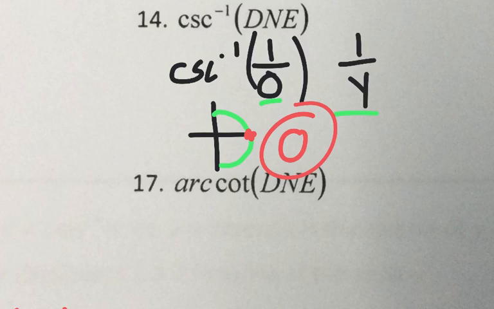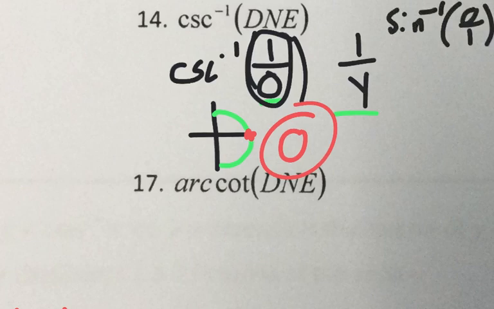Now, a problem like this, you can't even put it in your calculator. Right? I guess you could flip this, and then go with the inverse sine of 0 over 1, and that will give you 0. So actually, that one would work. But you've got to make sure you understand it, because if you have no idea what you're doing, you obviously can't put a "does not exist" in your calculator.